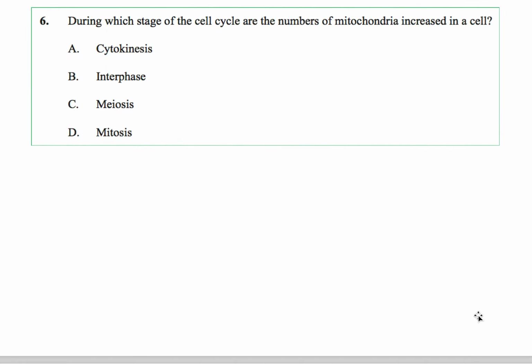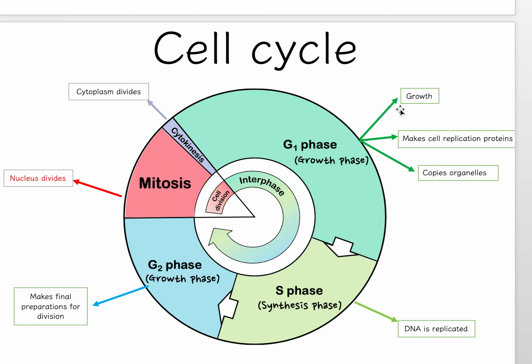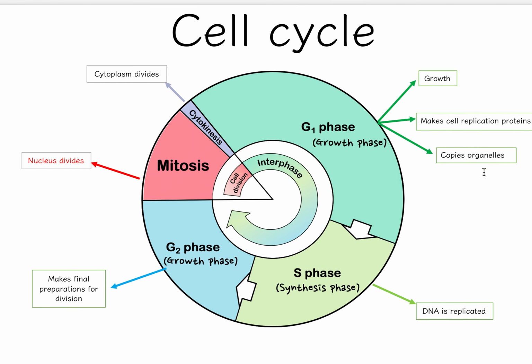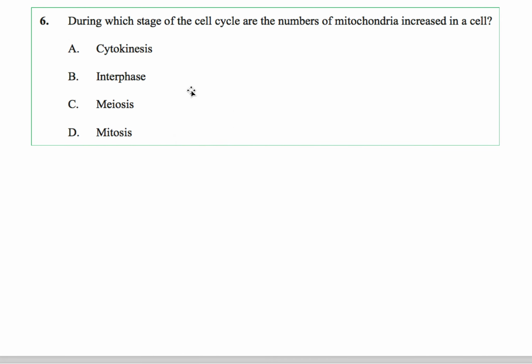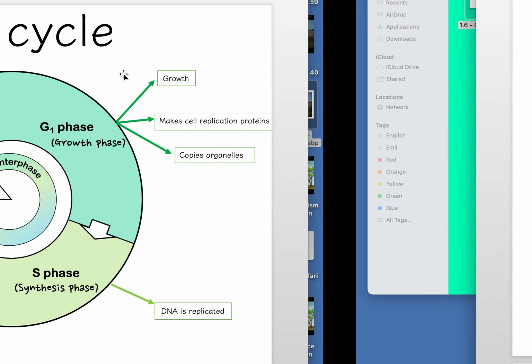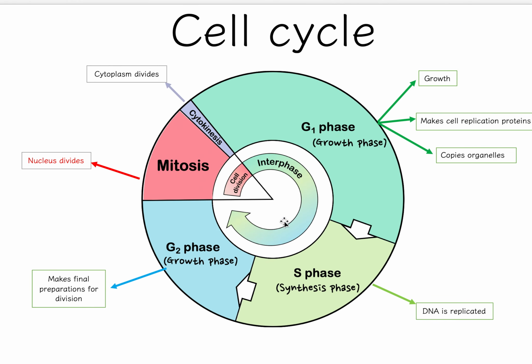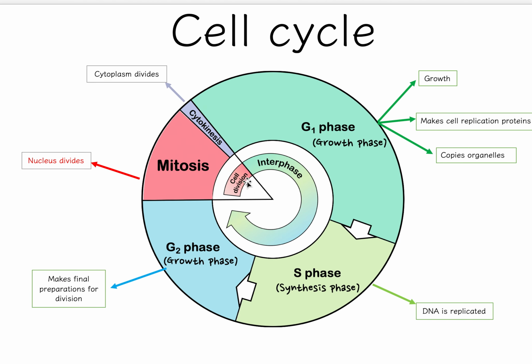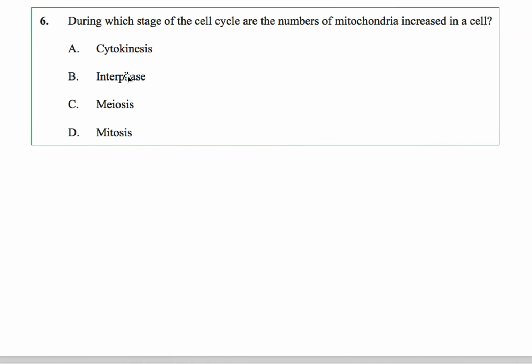Okay, next one. During which stage of the cell cycle are the numbers of mitochondria increased in a cell? Okay, so coming back, we said during G1 phase, the organelles are increased. Okay, we duplicate the amount of organelles, right? So which one? And G1 phase is in which phase? Interphase. Okay, so they're saying cytokinesis. No, cytokinesis is here. That's during cell division. Then they're saying interphase. Yes, it's got to be B. It's going to be in interphase.